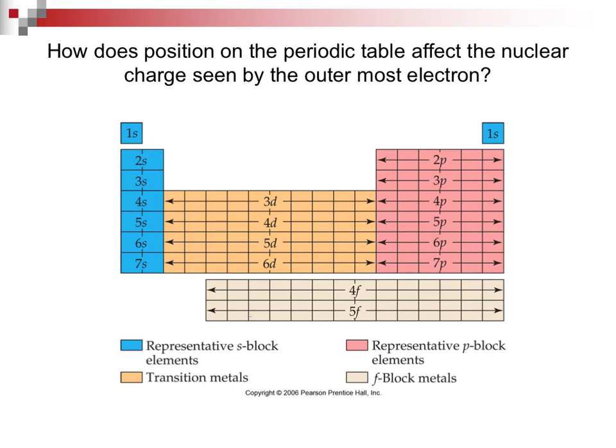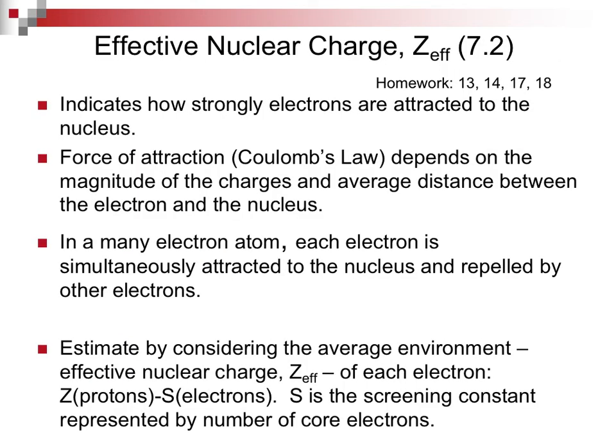As we begin this section, the question we're trying to answer is, how does the position on the periodic table affect the nuclear charge that's seen by the outermost electron? So that is the concept of effective nuclear charge. It is symbolized by ZeFF, and it indicates how strongly electrons are attracted to that positive nucleus. So this force of attraction, which is Coulomb's law, depends on the magnitude of the charges and the average distance between the electron and the nucleus.